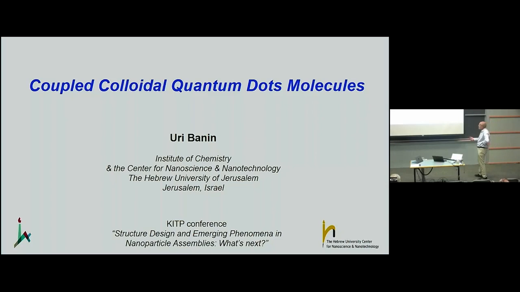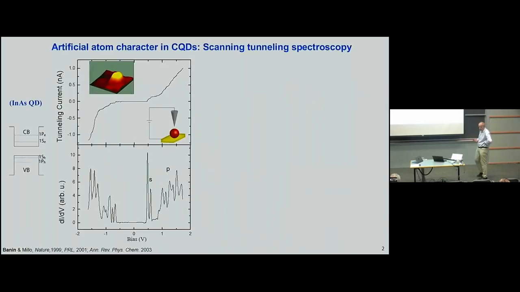And so if we talk about coupled molecules, artificial molecules, I want to start from artificial atoms. These are results from basically my first paper starting as a senior lecturer in Jerusalem, where together with Oded Milo, we took indium arsenide colloidal quantum dots and using STM can demonstrate directly the artificial atom character. Spherical particles, so you can really see in the IV curve the band gap, and at the conduction band side, where current increases in a step-like manner due to the S-like state.